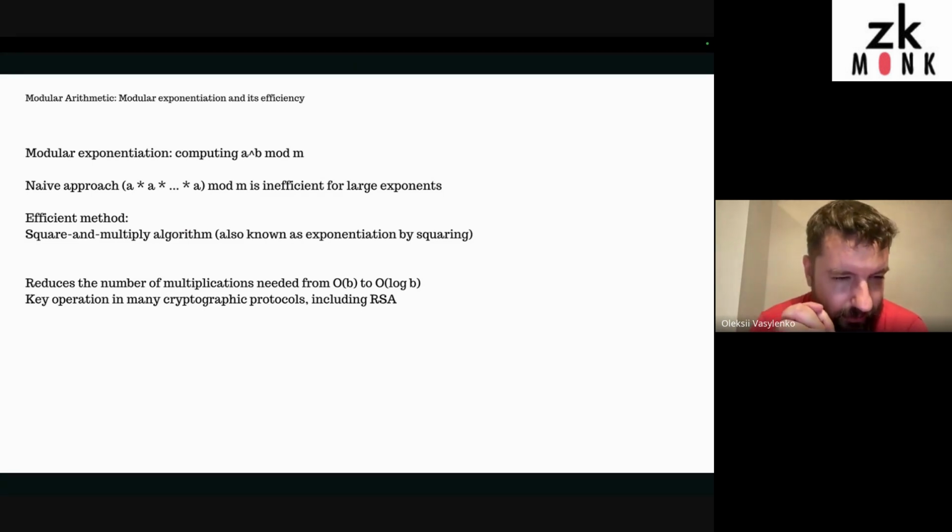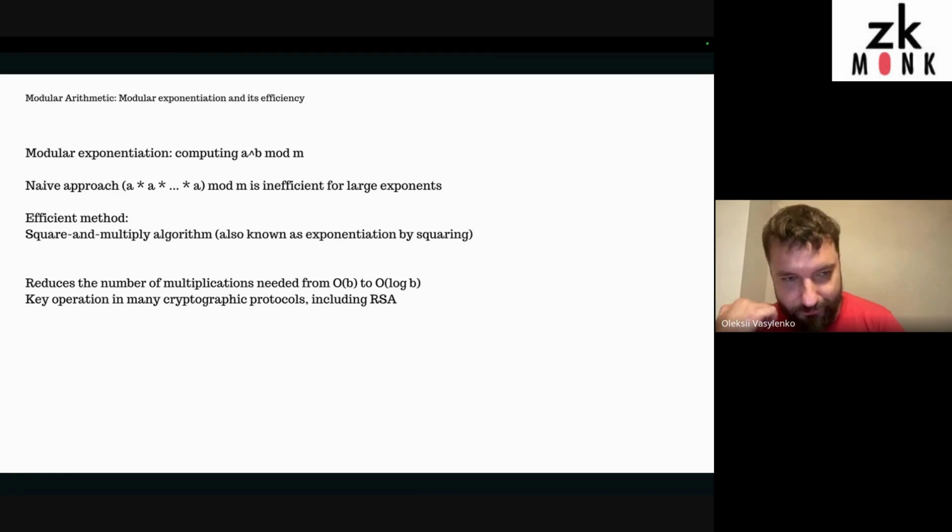This is one key operation in many crypto protocols, including RSA. In elliptic curves, we will be speaking about scalar multiplication. It has the same idea, but it will not be multiplication, it will be addition. I will explain it in detail later.